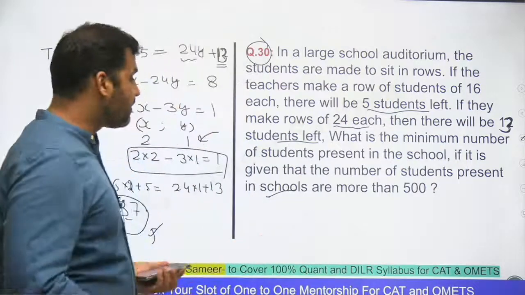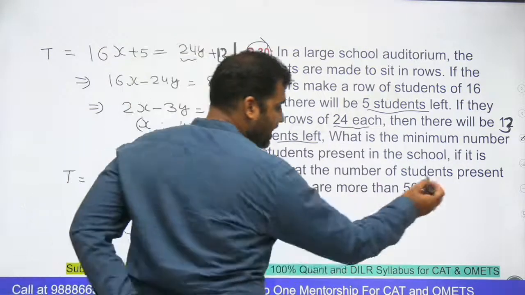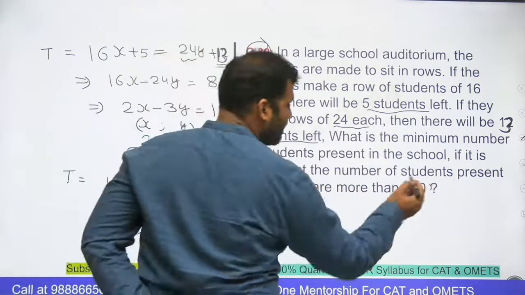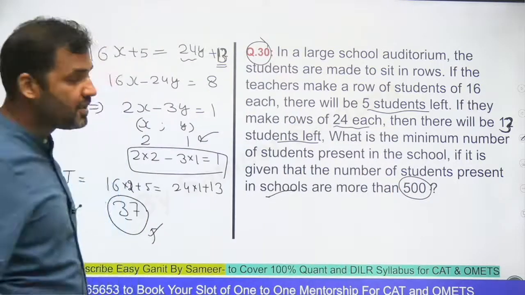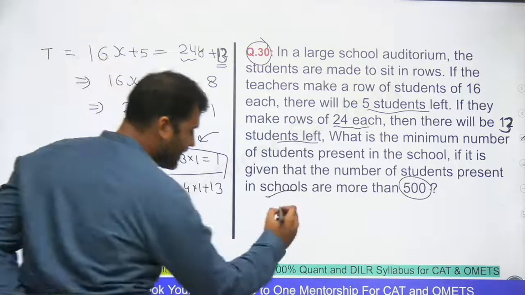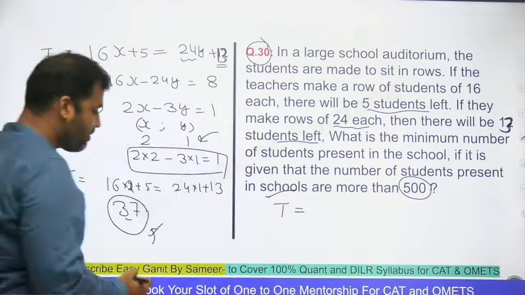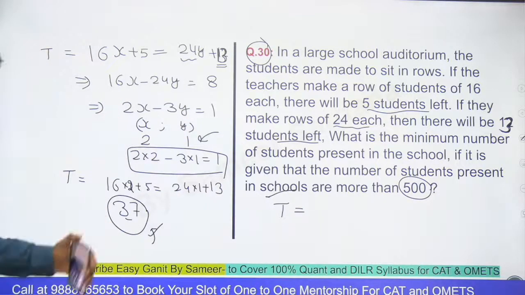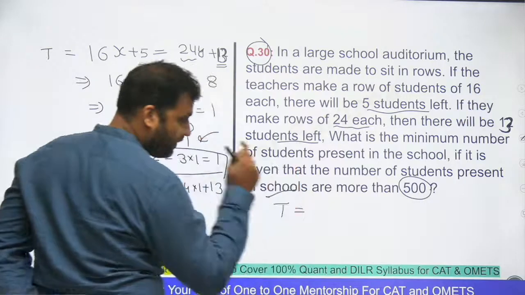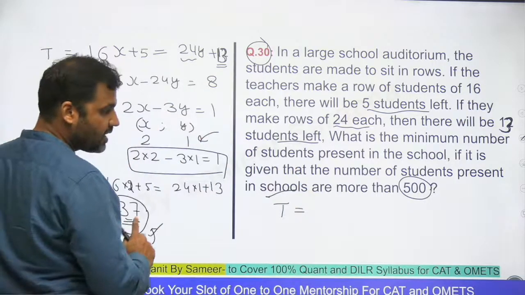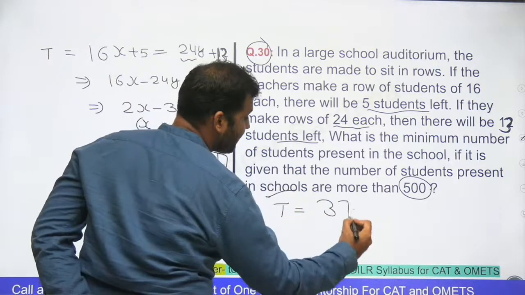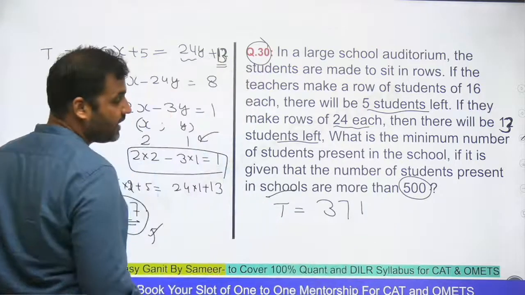But the question says the number of students present in the school is more than 500. Now the number of students in the school is more than 500 guys. That means we get to know that the total number of students is 37, right? The first such number that satisfies this condition is 37. That means it will be a multiple of 37, children.